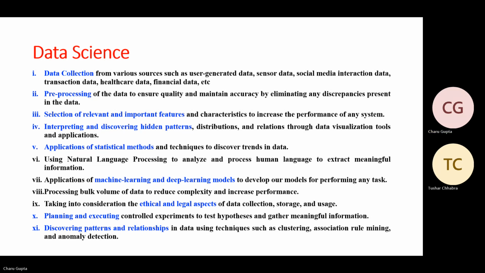Similarly, whenever we are performing experiments, we have to first plan and execute it in a controlled manner. And then we identify the patterns and relationships using different data mining and machine learning techniques. It could be clustering, association rules, detecting anomalies, identifying clusters, classifying, and any model. So, this is all about data science.